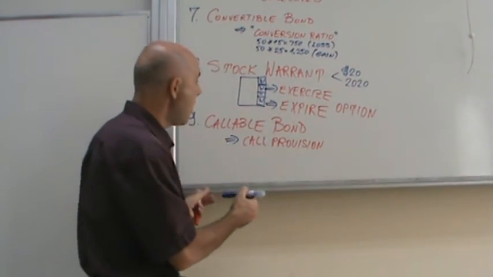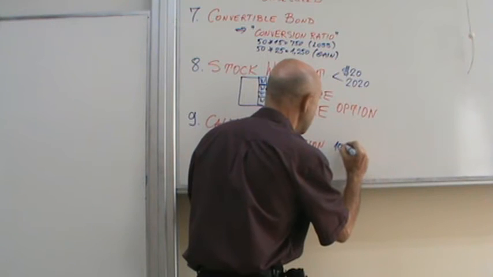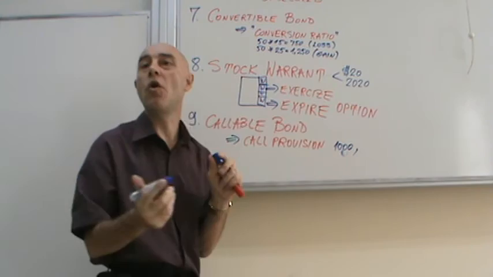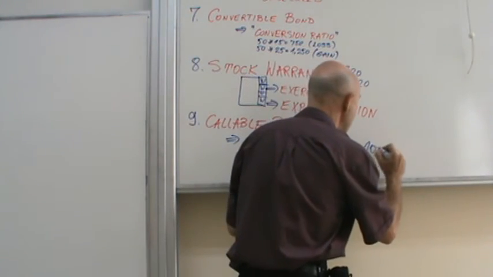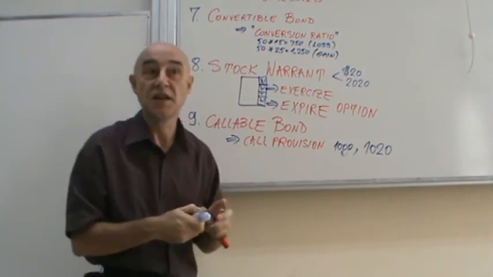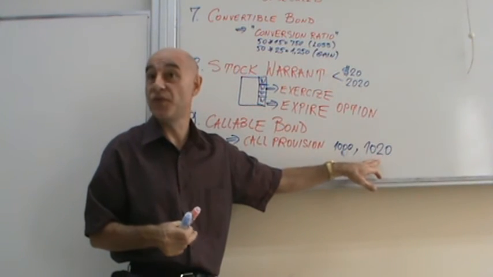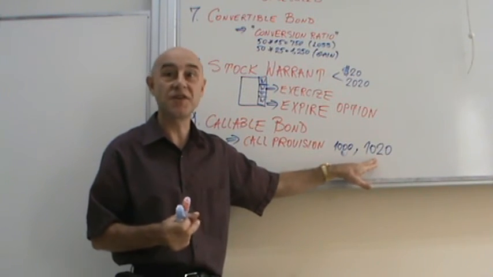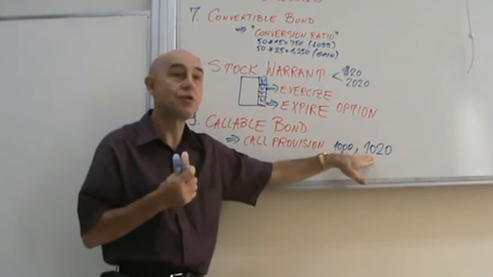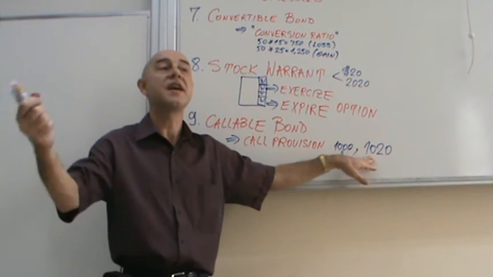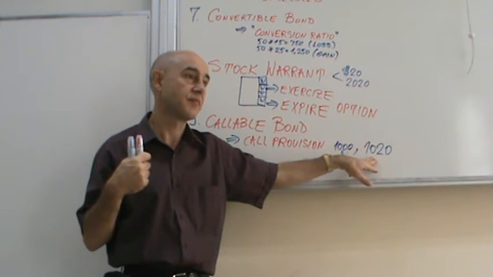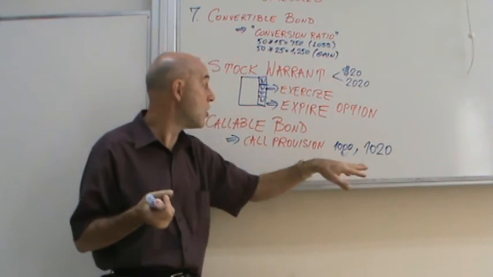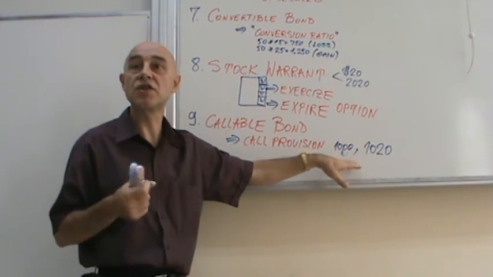So, let's try this. If the bond has a face value of 1,000, the call price will be 1,020. So they have, let's say, between the 5th and the 10th year, or between the 10th and the 20th year, at any point in time, if they have a call provision, to pay 1,020 and get the bond back. It may be profitable under certain circumstances. The most common case is when interest rates fall.